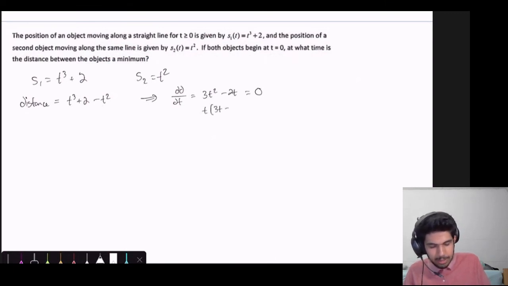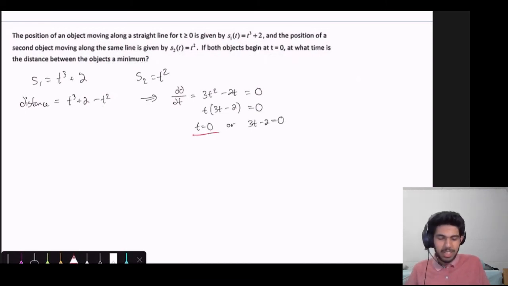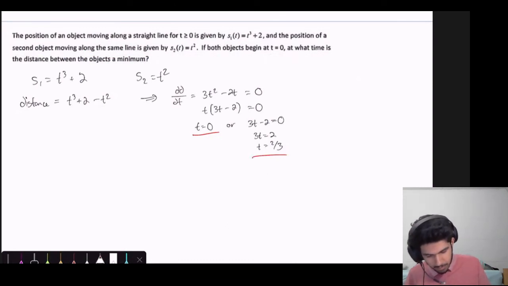Factor out a t. So that means either t equals 0 or 3t minus 2 equals 0. Immediately we can cross, well, maybe not. Maybe we can't cross out t equals 0. You know what, actually, we'll keep t equals 0. Here, when does 3t minus 2 equal 0? When 3t equals 2, t equals 2/3. So we have two potential times in which the distance is a minimum. Let's just plug both of them in and see which one is smaller.